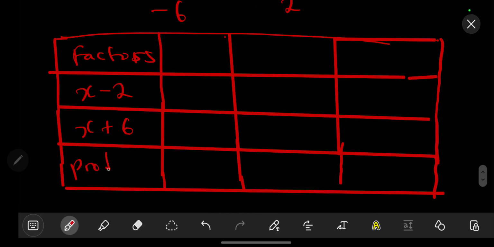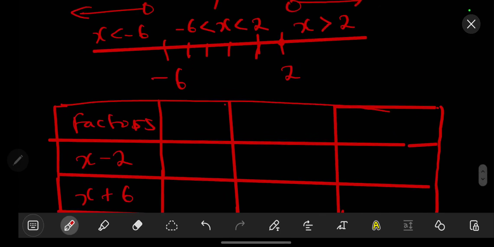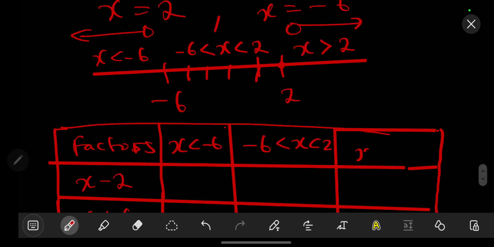Then we have our products, because these are multiplying. For our first interval, x should be less than negative 6. Then we have negative 6 less than x less than 2. Then x should be greater than 2. If x is less than negative 6, x can be equal to negative 7. From negative 6 to 2, any number, we can say x is equal to 0; 1 can work, negative 3, any value. If x is greater than 2, x could be equal to 3.